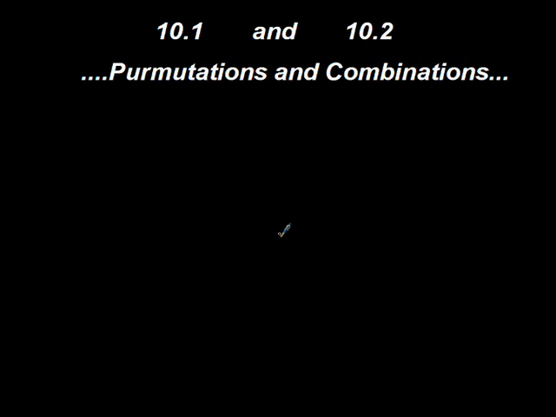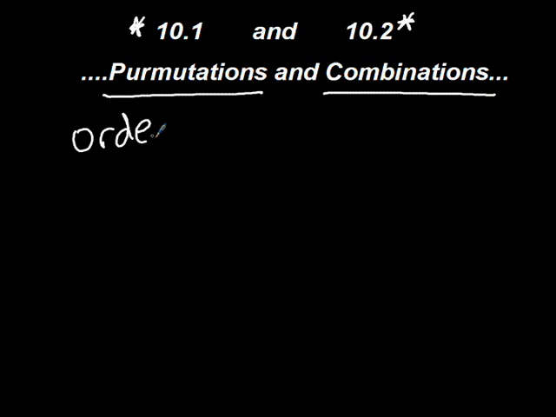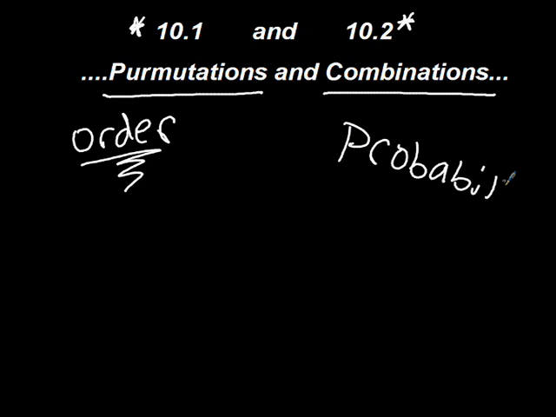Today we're looking at 10.1 and 10.2. We're looking at permutations and combinations. That's when we set up order. How many different orders could I come up with? And it has a lot to do with probability. We're going to jump into examples because that's the best way to explain this.